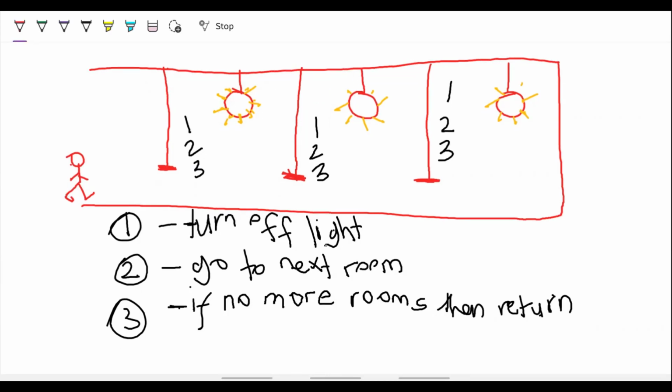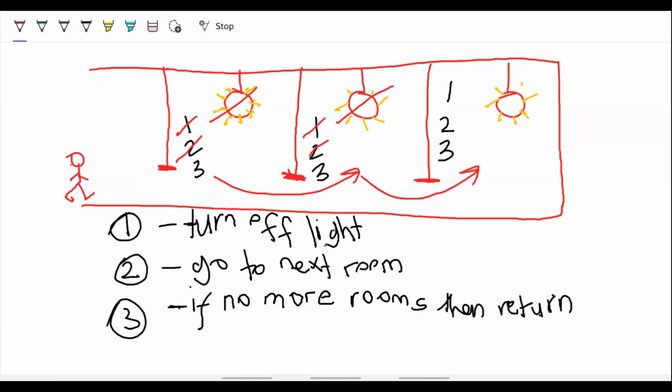So let's say you enter the first room and you find instruction number 1 written. So you execute number 1, and that says turn off the light, so you turn off the light. Then number 2 says go to the next room, so you go to the next room. And then again in the second room, you see the same instructions written. So number 1 says turn off the light, so you turn off the light. Then you go to the next room.